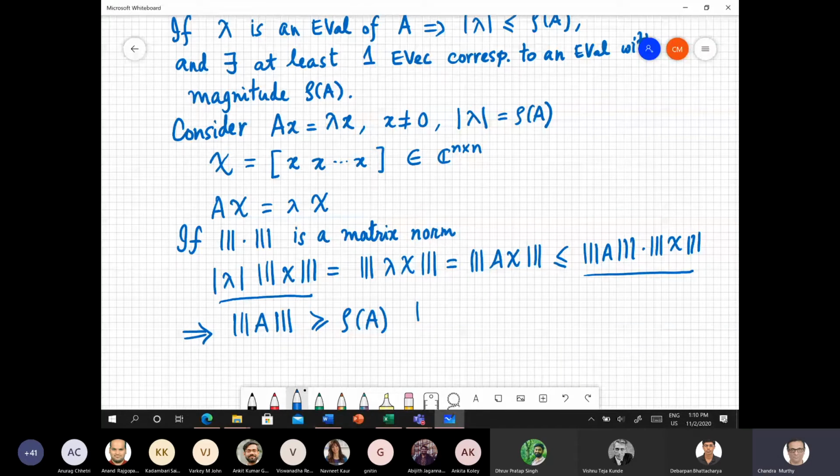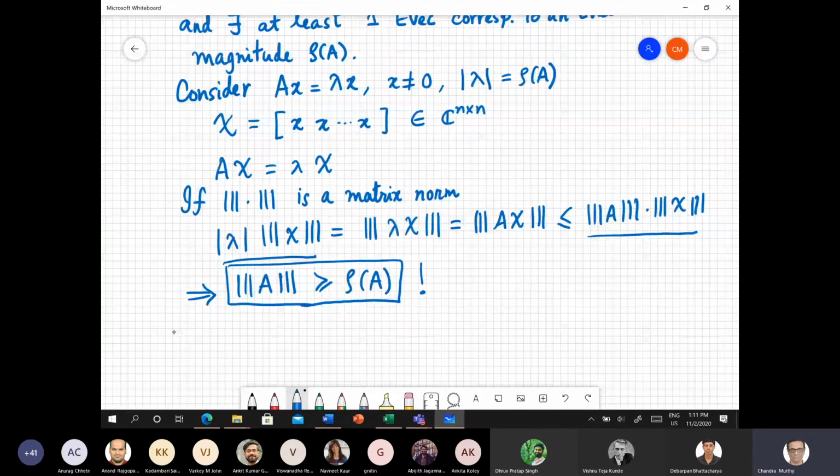So this is a fascinating property. We defined rho of A to be the largest magnitude eigenvalue of the matrix A, and it turns out that rho of A is a lower bound on any matrix norm you can define on A. However you define the matrix norm, it can never give you a value which is less than this spectral radius of A. So I'll write that out because it's a very interesting and fascinating result.